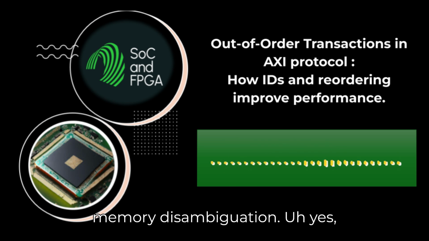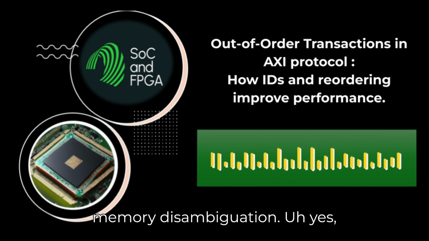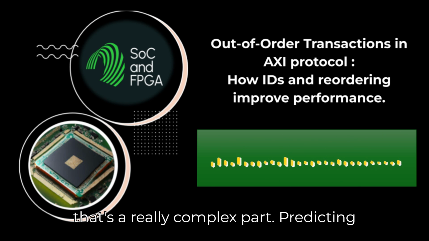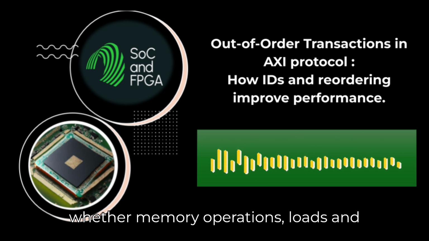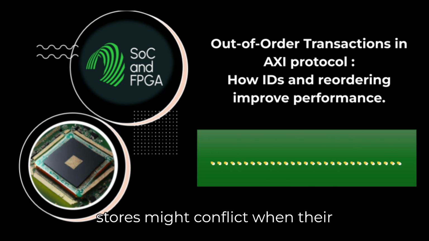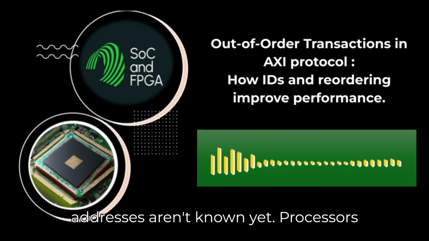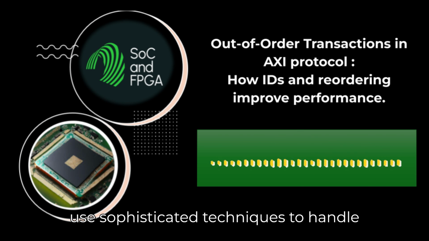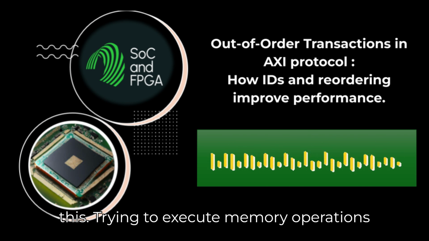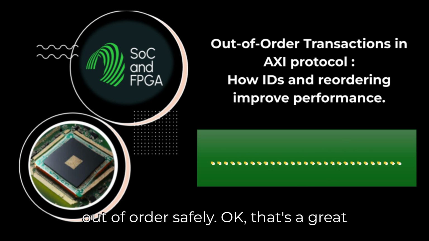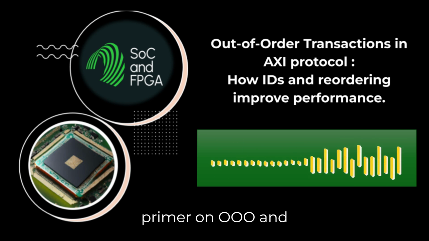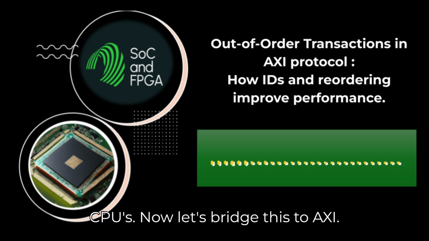And you also mentioned memory disambiguation. Yes. That's a really complex part. Predicting whether memory operations, loads and stores, might conflict when their addresses aren't known yet. Processors use sophisticated techniques to handle this, trying to execute memory operations out of order safely. Okay, that's a great primer on OOO in CPUs.